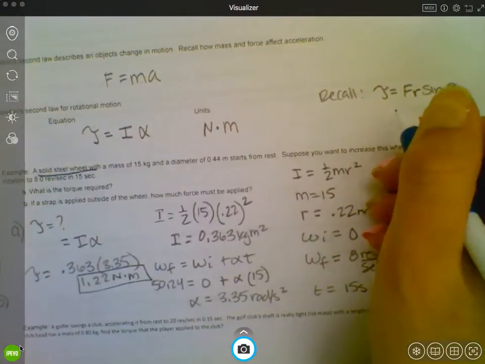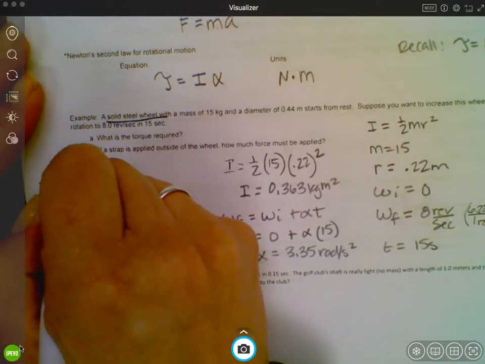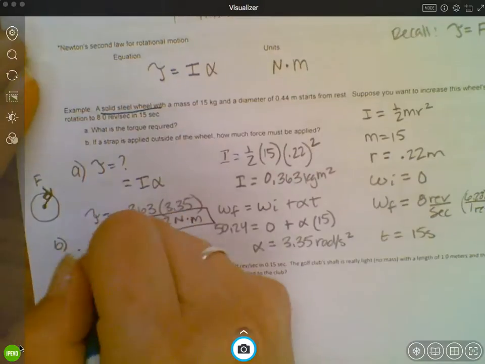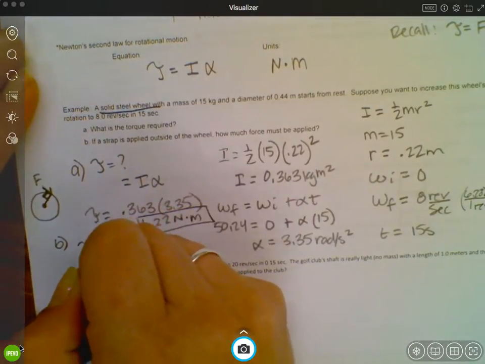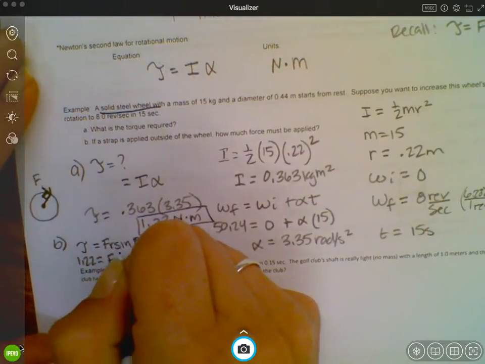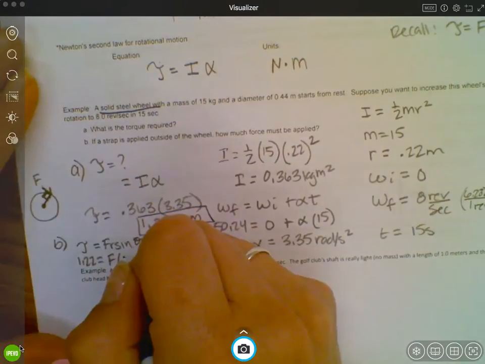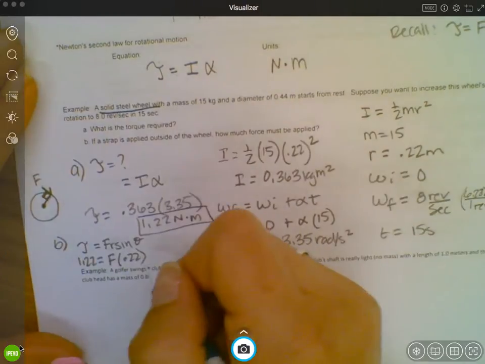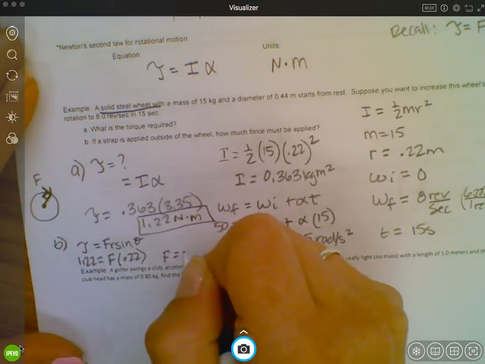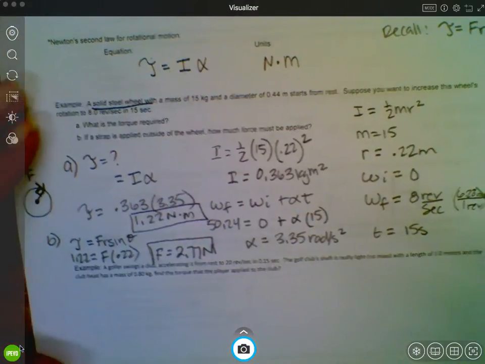Well, I reminded you earlier that torque is force times distance from pivot point to force, sine theta. This angle is 90. Okay, so sine 90 is 1. So we would say torque equals F r sine theta. 1.22 equals F times, again, the radius is the distance from the pivot point to the force. So this is the same as the radius. Sine 90 is 1. So if we solve for force, we get 2.77 newtons. Okay.